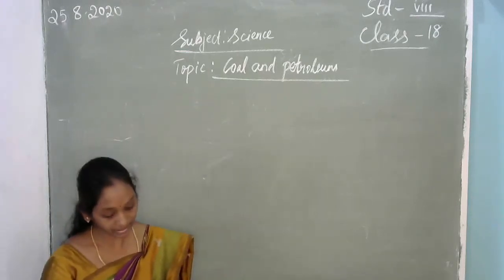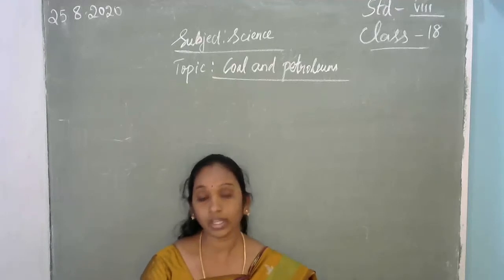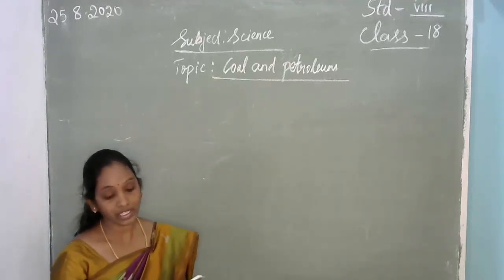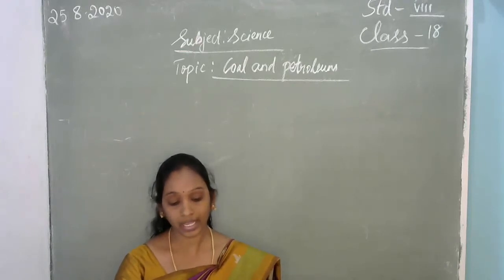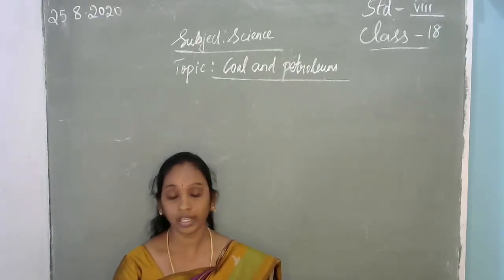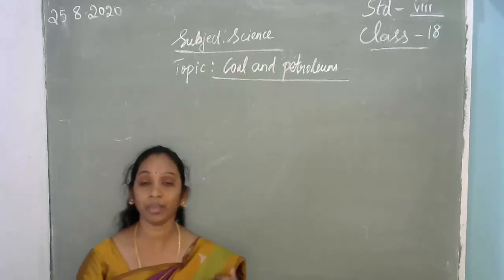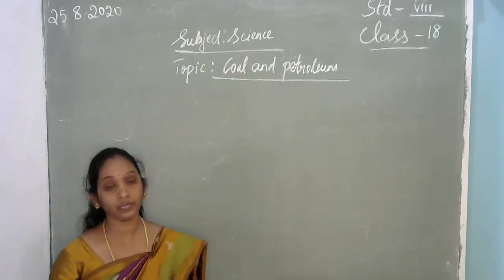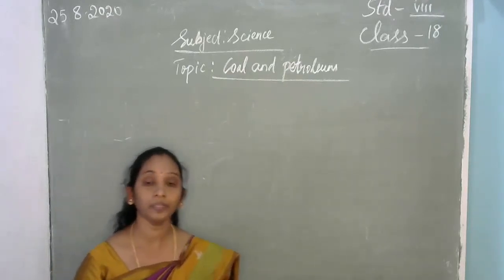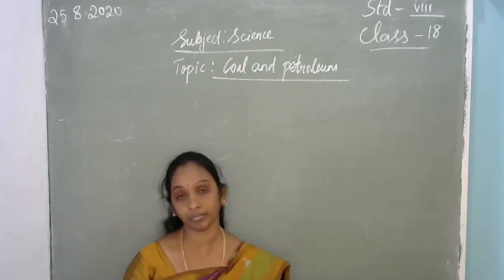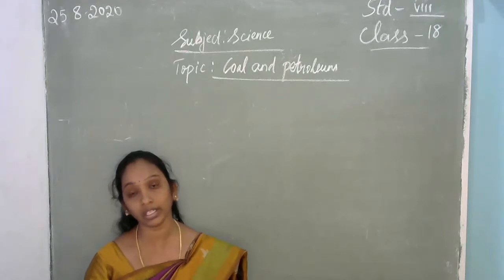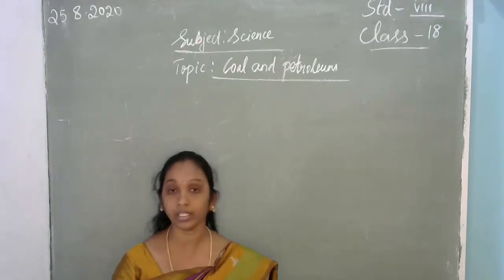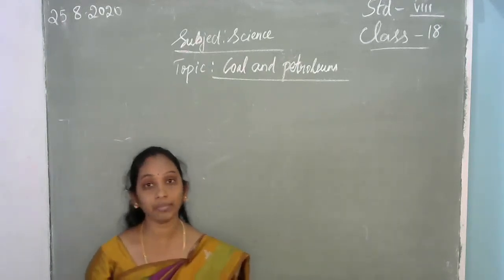So we'll start the lesson, page number 56, coal and petroleum. We use various materials for our basic needs. Some of them are found in nature and some have been made by human effort. So in day-to-day life, we are using many materials that we are getting from nature, or that may be man-made also. So what are the things we are getting from nature and what are the things we are getting from man-made? You can say the examples from nature.